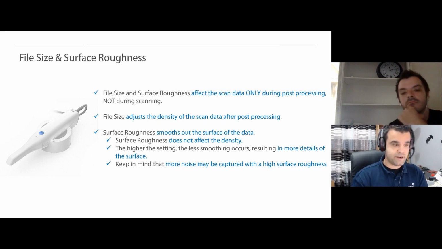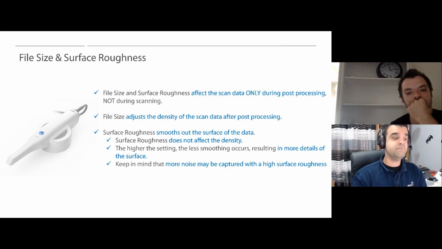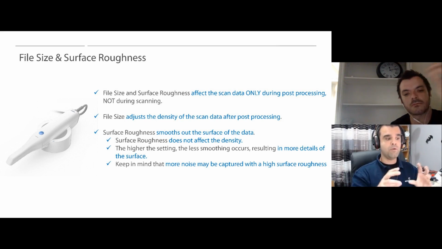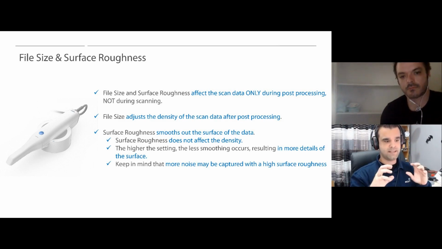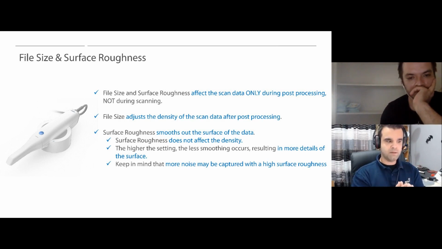And let's go now to the surface roughness. What is the surface roughness doing? It smooths the surface of the data. It does not affect the density, it has no relationship at all, but the higher the setting, the less smoothing you have, so you have more details and realistic details, as much as the system can provide you. But keep in mind also that it's really important for the quality of your data to be proper, clean, and nice, because if you don't have clean and proper data, they might create more artifacts than usual.